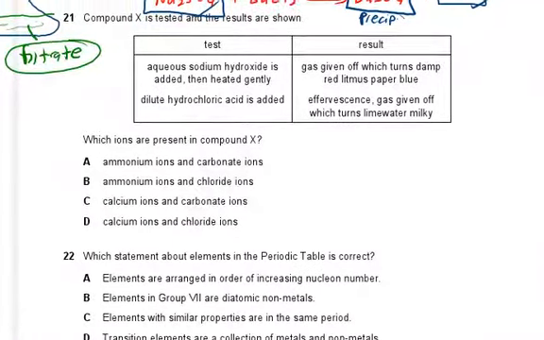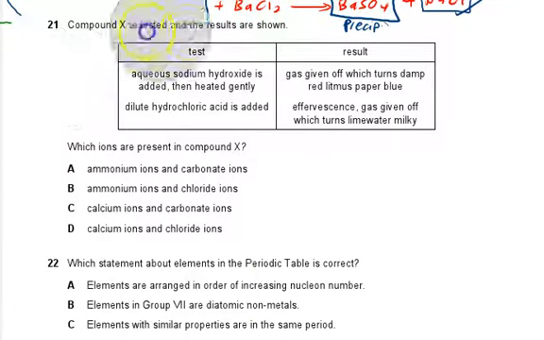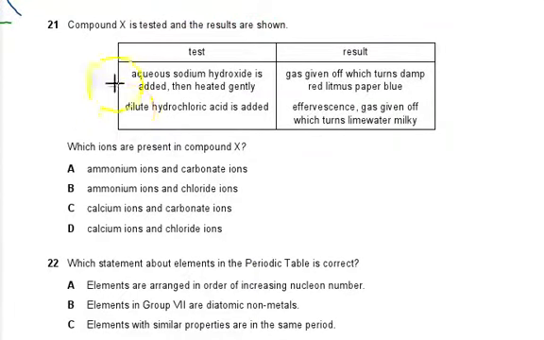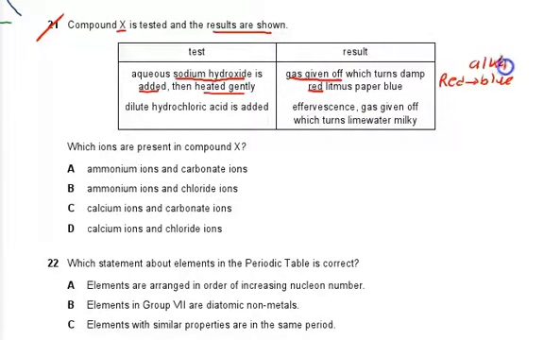Okay, let me erase the one on top here. For number 21, compound X is tested and the results are shown. Aqueous sodium hydroxide is added and then heated gently. A gas is given off which turns litmus red to blue. Okay, red to blue, it is an alkali. So the gas has alkali characteristics.